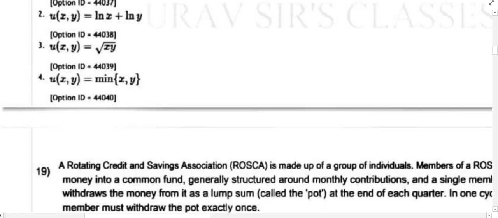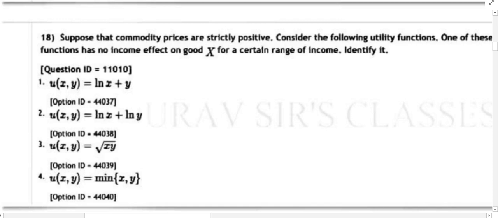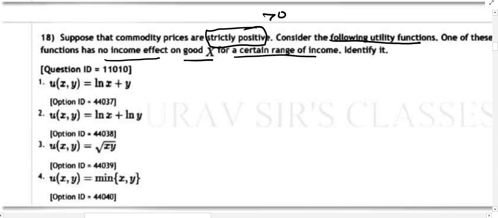Okay, next, 18. Suppose that the commodity prices are strictly positive. Remember that here positive means greater than 0, not greater than or equal to 0, so zero prices cannot be considered. Consider the following utility functions. One of these functions has no income effect on good X for a certain range of income. Identify it.